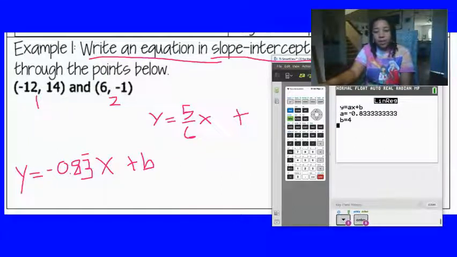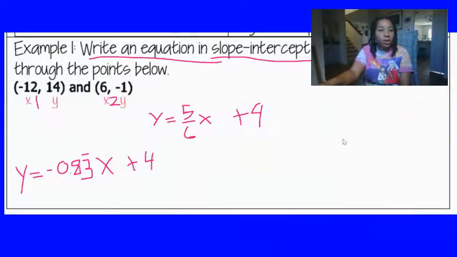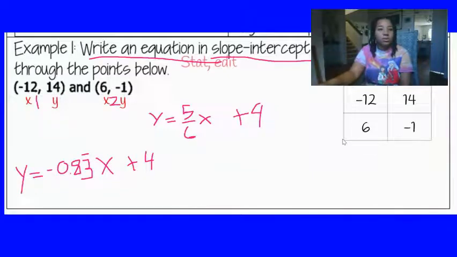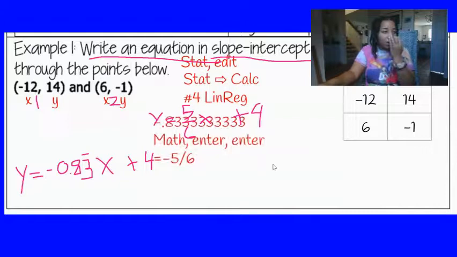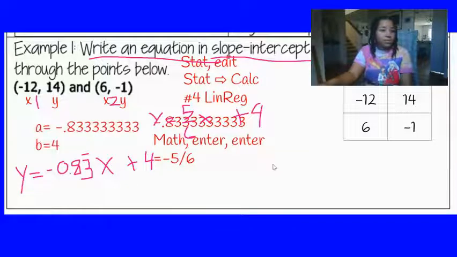4. It's supposed to be 4. Okay. Let me erase that and put 4. Don't make a mistake like Miss Whiting. Make sure you're actually reading your calculator before you just write numbers down. And that should be your equation. Okay? Let me double check my work just in case I totally lost my mind. Stat edit. New regression. Slope is 5/6. There we go.